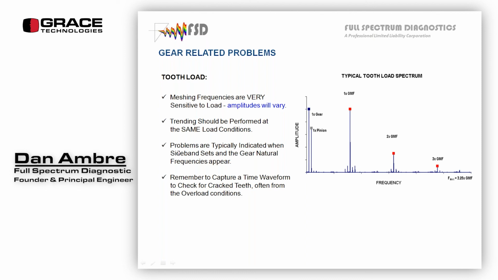Problems are typically indicated when sideband sets and gear natural frequencies appear. Okay, so gear natural frequencies can appear anywhere in here. I'm not showing one, but it can be anywhere. It's frequency and mass governed. Remember to capture a time waveform, check for cracked teeth, often from overload conditions.